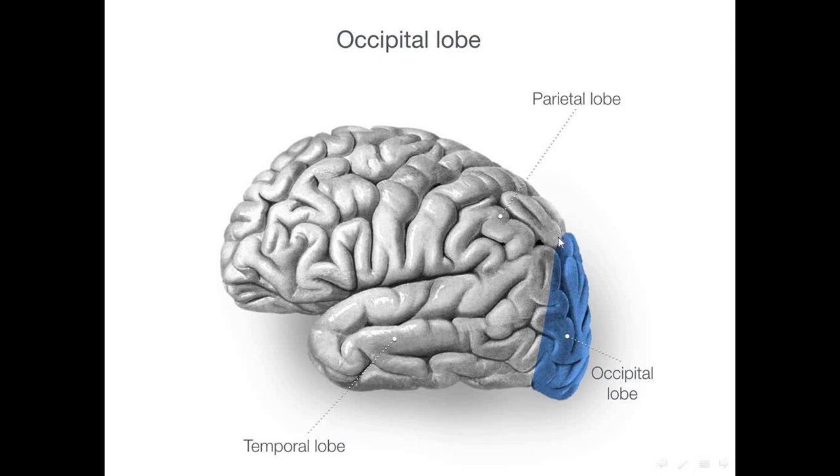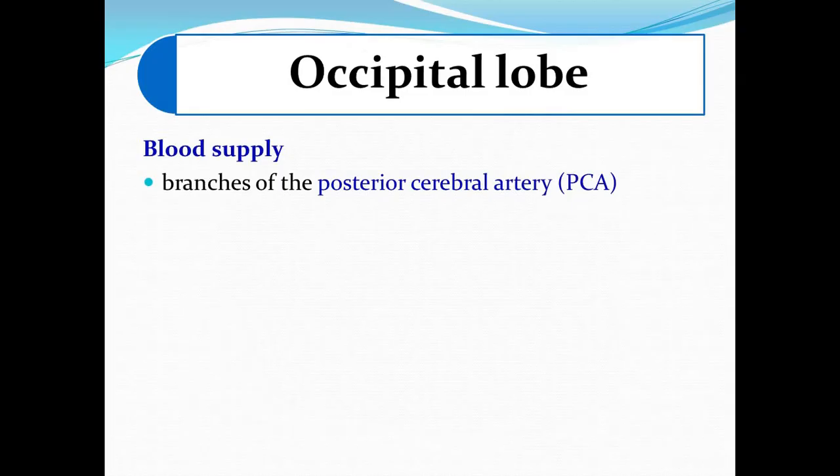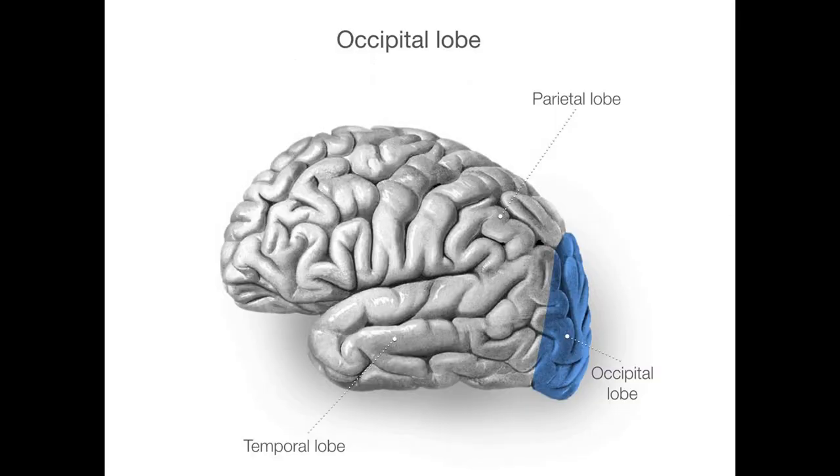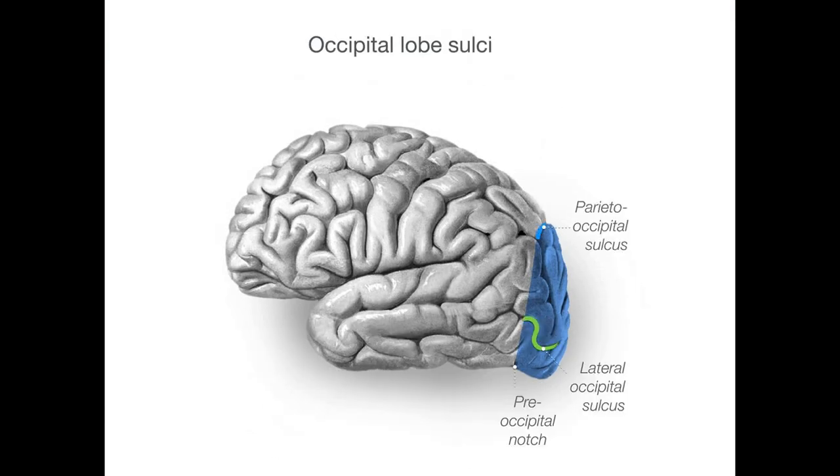This location here is the parieto-occipital sulcus, which separates it from the parietal lobe, and the extension of this sulcus is this imaginary line, which is the lateral parieto-temporal line. Here we have the parieto-occipital sulcus and its extension. This is the pre-occipital notch, and this is the lateral occipital sulcus.